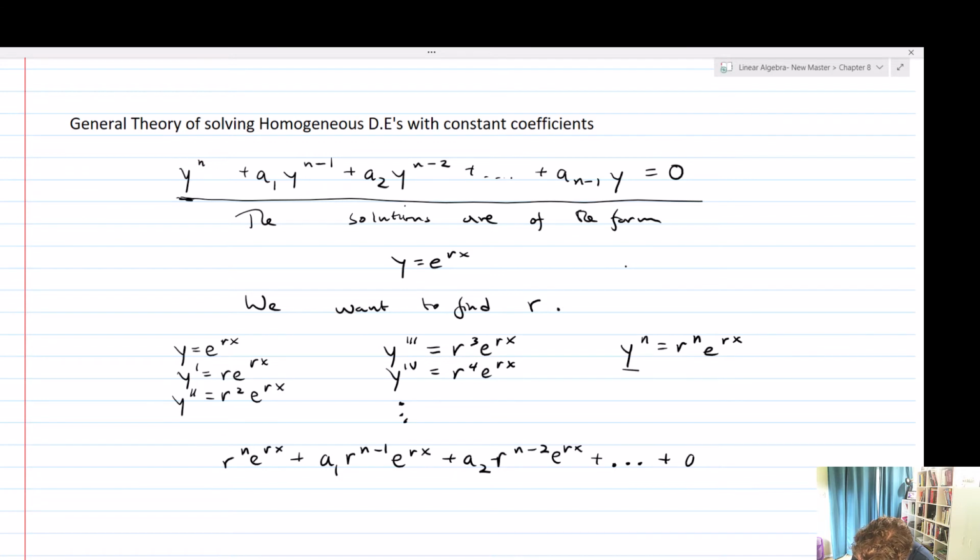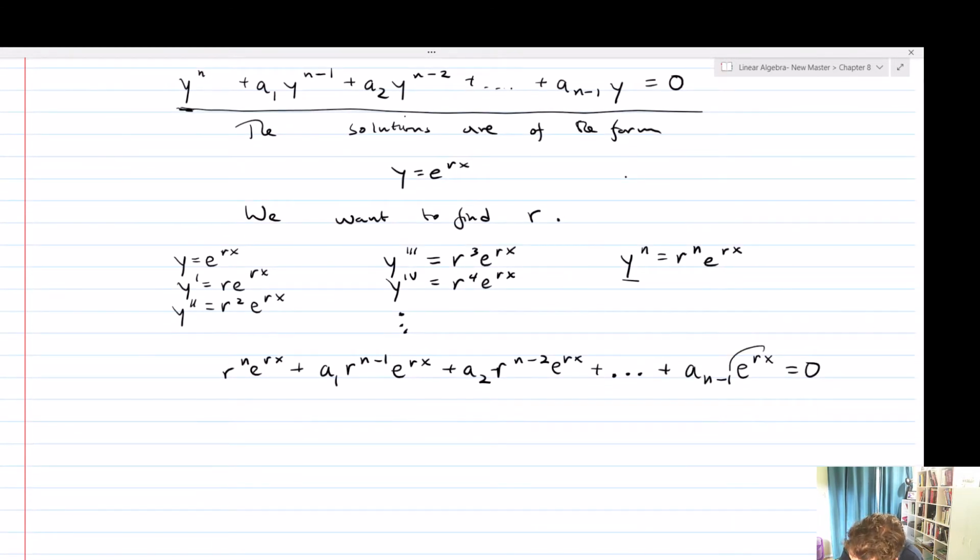plus a sub n minus 1 a sub n minus 1 e to the rx equals 0. Now notice each term on the left hand side is going to have this e to the rx in there. Okay? So we can actually factor it out.